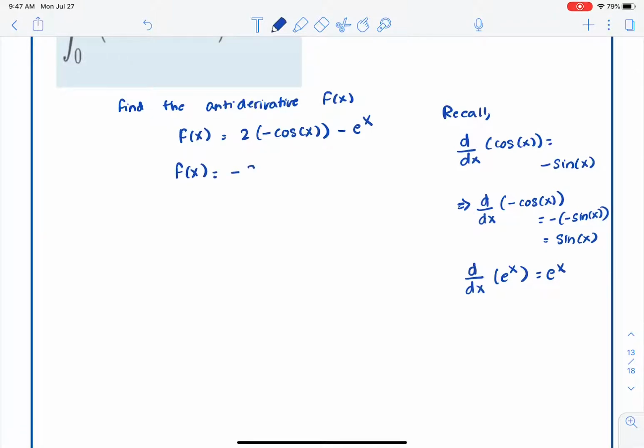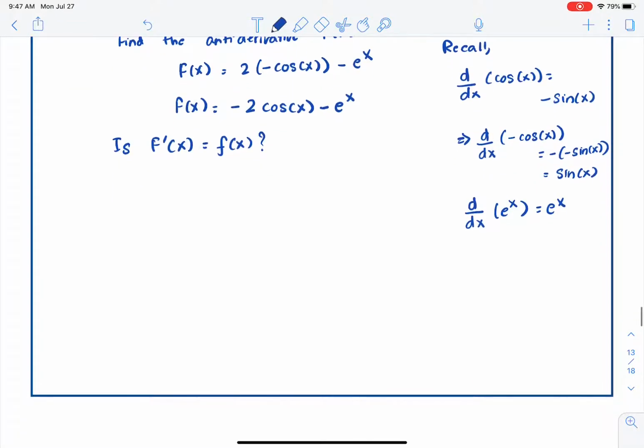So my antiderivative is 2 cosine x minus e raised x. Some of you might recognize that we have the correct antiderivative, but let's verify. Is F prime of x equal to lowercase f of x?